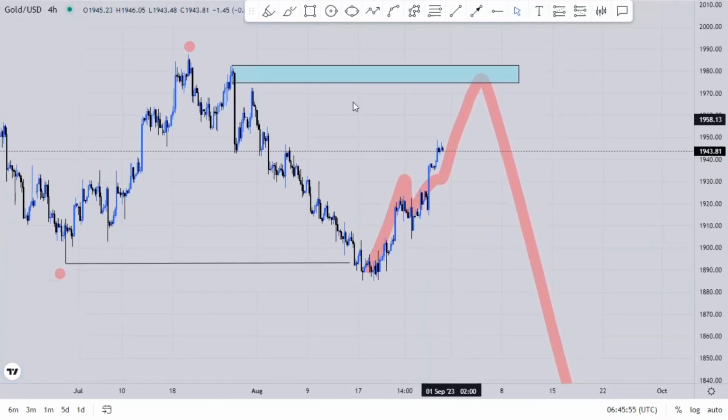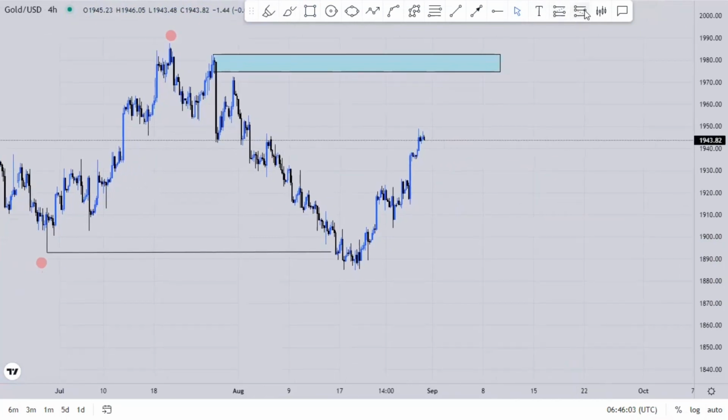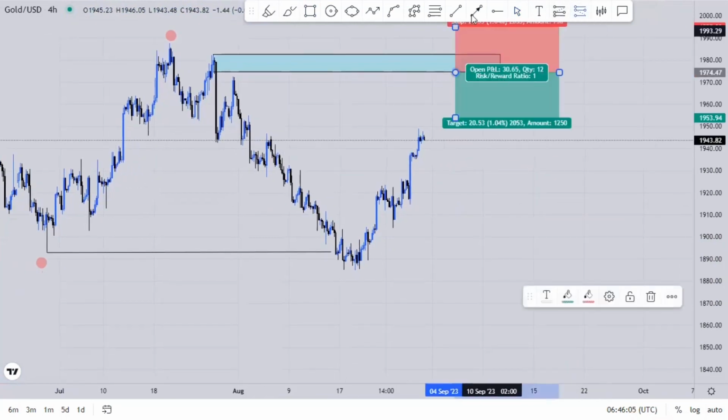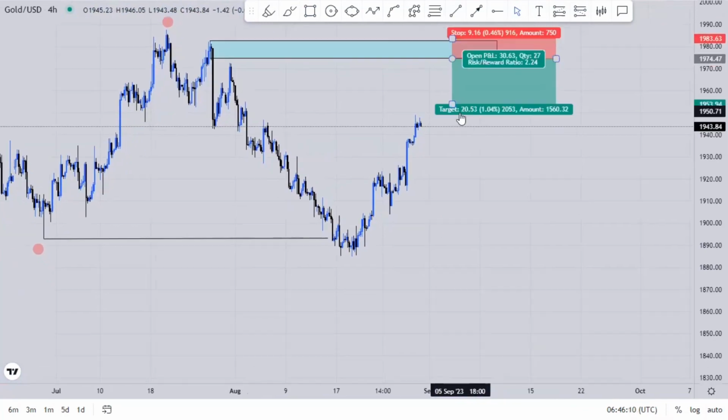So this is still a pullback. So long as we haven't broken there and we haven't broken down, it's still a pullback, as well as so long as we haven't tapped those extreme supply zones. So in that extreme supply, we can actually have swing sells. Those are swing sells that you must just be ready for on gold. Swing sells to the downside.